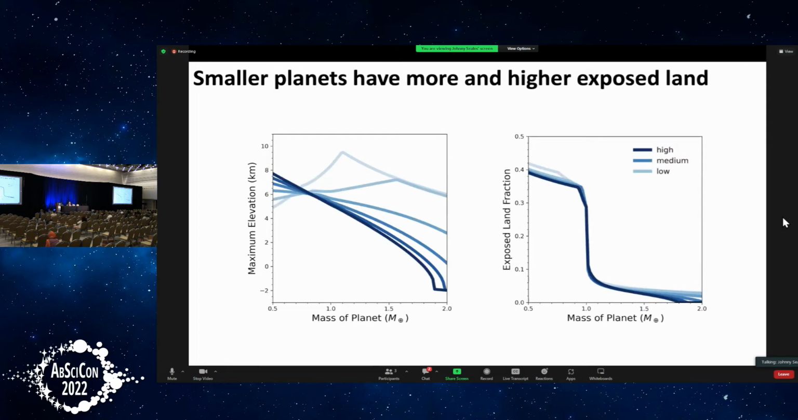Rather than show you individual hypsometries, I'll take a moment to step through what I think are some interesting aspects of those hypsometries. What I'm showing on the left is maximum elevation. What I'm showing on the right is exposed land fraction. In terms of maximum elevation, notice that this line here is representing sea level, whereas on the right, the red line represents the land fraction of Earth. Notice that the maximum elevations on the left are much higher for planets with smaller masses, and they decrease as you increase the planetary mass. And then the surface area, or the exposed land fraction, decreases as you increase the mass of the planet.